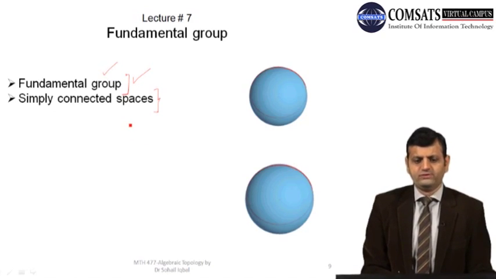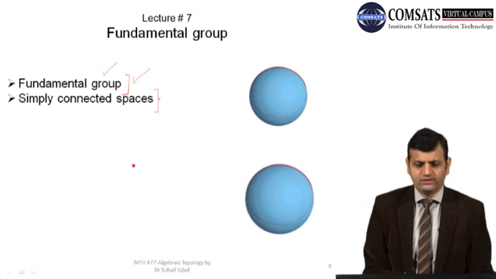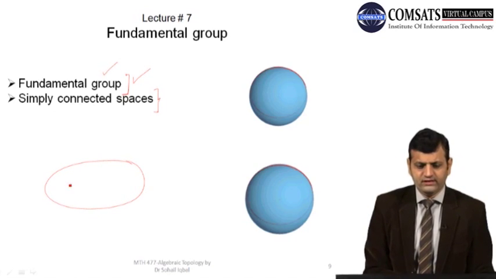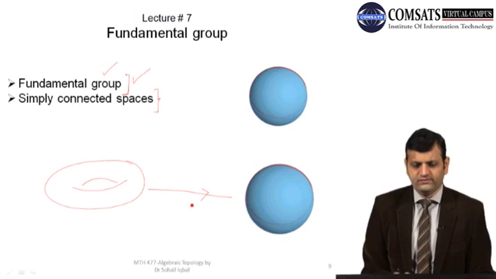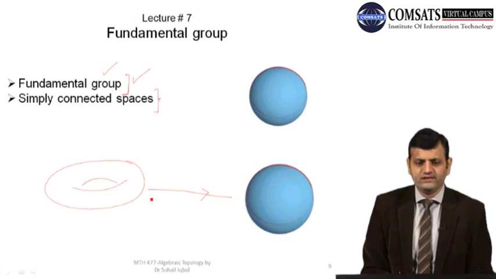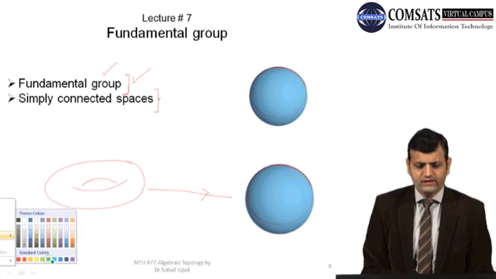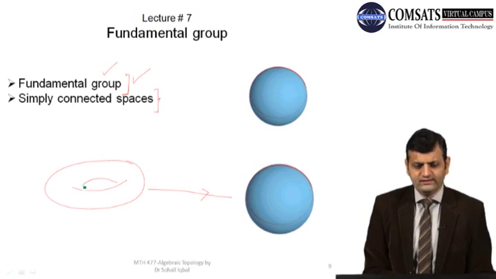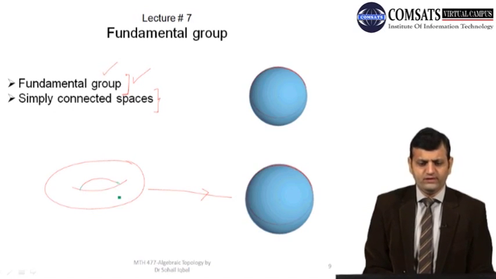Remember, we want to discuss the topological properties of a topological space X. For example, if I have a torus, then I want to differentiate this torus from this sphere. So how to differentiate a torus from a sphere? The idea is to take care of the loops which are unique in some way. Unique in what way?